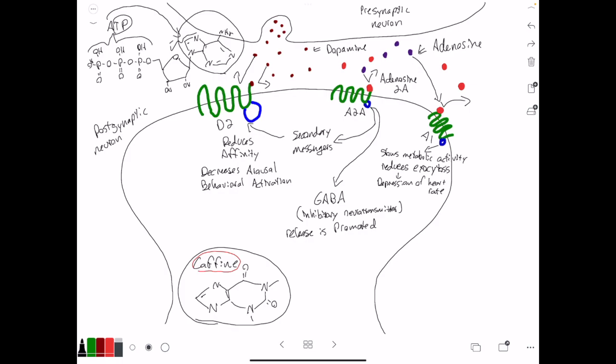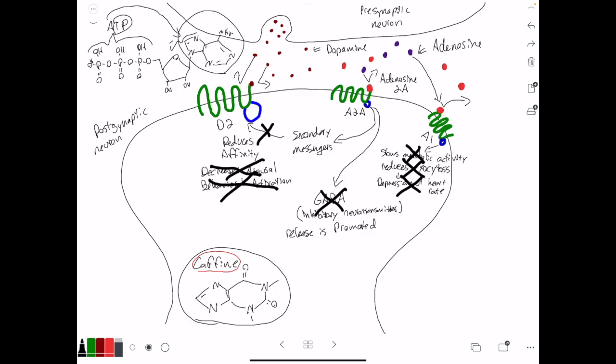So all of these downstream effects that we get here, we don't reduce the affinity for D2, and so we don't get this decrease of arousal and behavioral activity. We do not get a promoted release of GABA. We do not slow metabolic activity. We do not reduce exocytosis, which results in depression of heart rate. In fact, you can get the opposite. Too much caffeine can increase heart rate. So this is our immediate answer to too much adenosine, getting too tired. Just block it for a little while, that's fine.